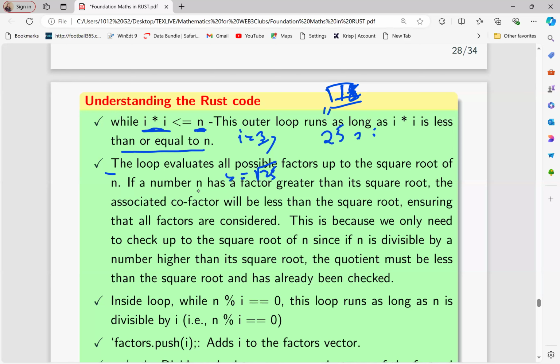It checks up to 5, the square root of this number. So it checks 3, then checks 5. If the number is 36, it will check up to the square root of this number. So you'll not find it checking 7 because 7 is above the square root of this number. So it will not check 7, it will not check 11, and so on. So that is what this point here means.